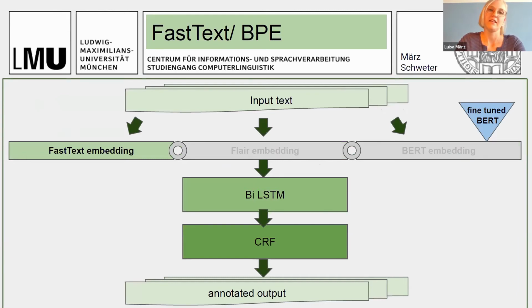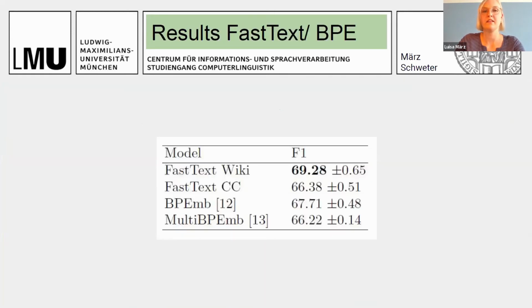So what are the results for only the fastText embeddings? We find that the fastText embeddings trained on Wikipedia perform best, which is somewhat surprising because the fastText embeddings trained on Common Crawl in the second line have much more training data as a background. So here the amount of data is not the point. And not surprising as well, the byte pair encoding underperforms here compared to fastText.